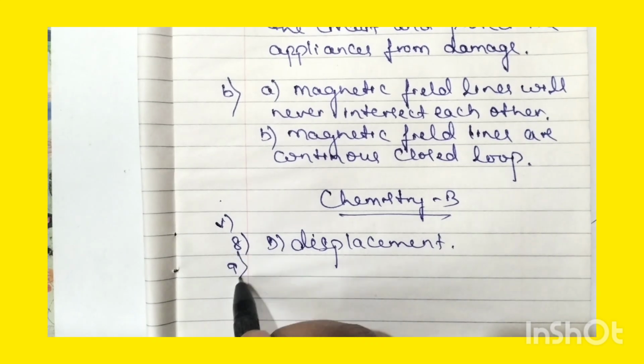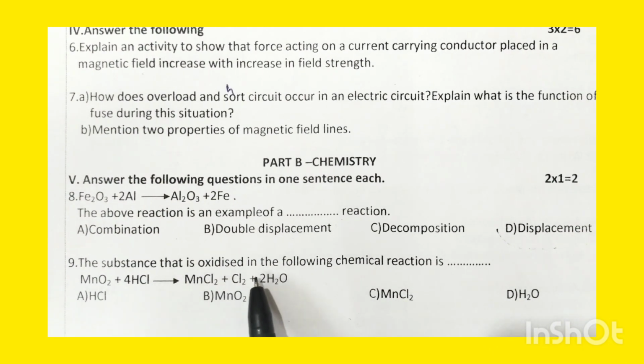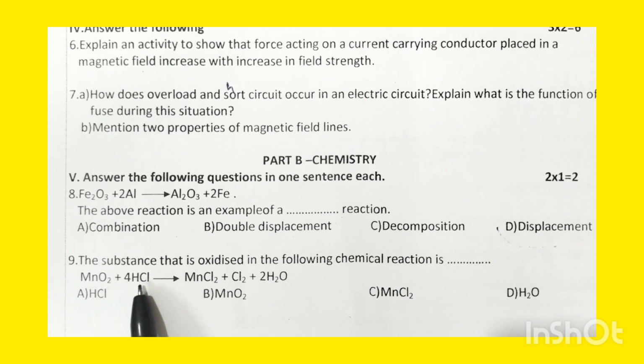Then let us move to the 9th question. The substance that is oxidized in the following chemical reaction, MnO2 plus 4HCl gives MnCl2 plus Cl2 plus 2H2O. Here HCl is oxidized. MnO2 is reduced to MnCl2, but HCl is oxidized. Therefore, HCl is the right answer.